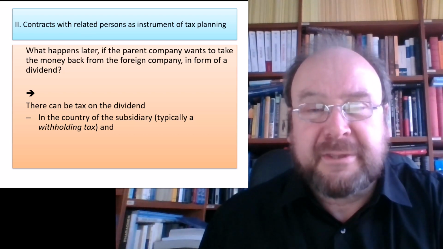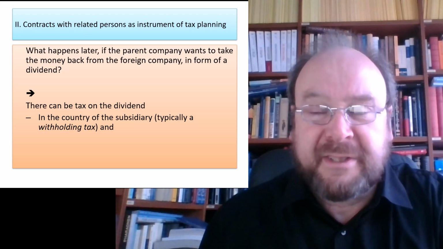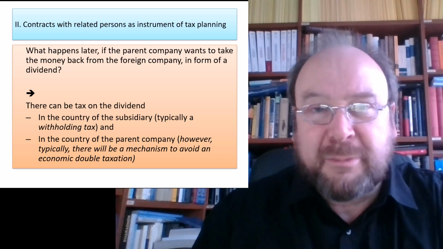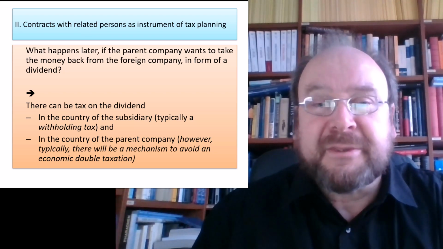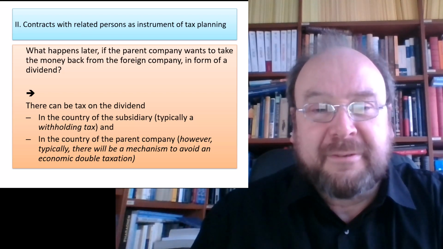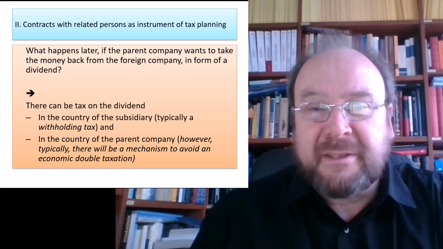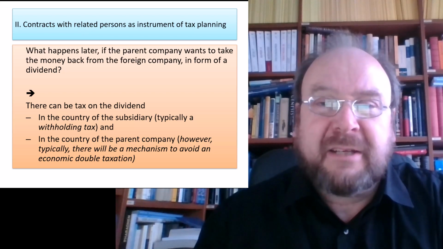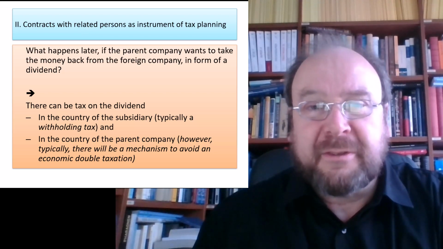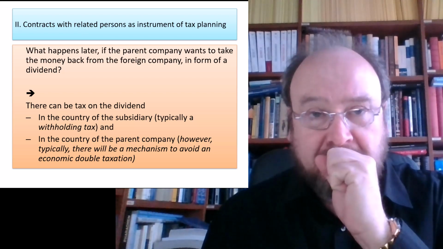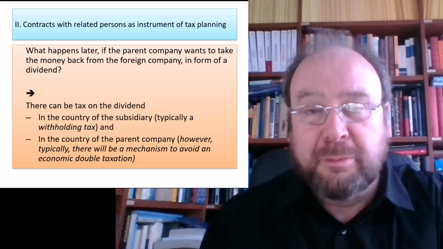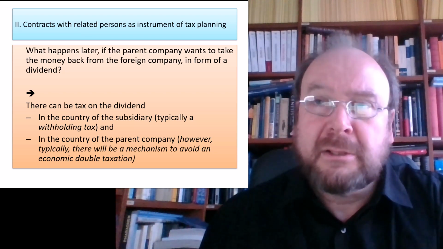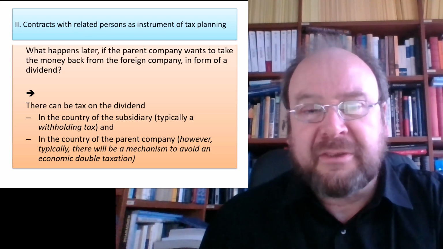So in the country of the foreign subsidiary, that will typically be a withholding tax, and it could be taxed in the country of the recipient, because cross-border activities can always be taxed in the source country and in the country where the recipient lives, under limited and unlimited tax liability regimes. However, in the country of the parent, usually you have a rule to avoid a so-called economic double taxation, so that corporation tax does not accumulate in the group, so that the total burden of corporation tax is not higher than, let's say, usually one corporation tax.